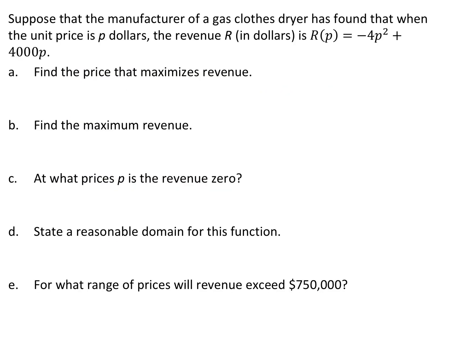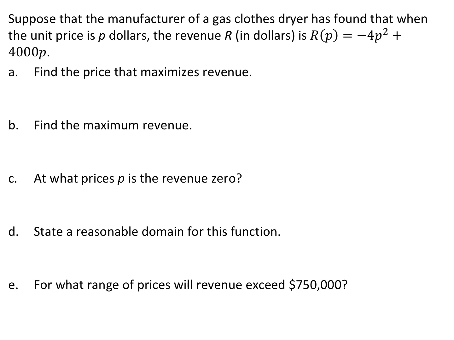Suppose that a manufacturer of a gas clothes dryer has found that when the unit price is $P, the revenue R in dollars is R(P) = -4P² + 4,000P. So given that, we want to find the price that maximizes the revenue, the maximum revenue, what prices P for the revenue is 0, and a reasonable domain for this function.